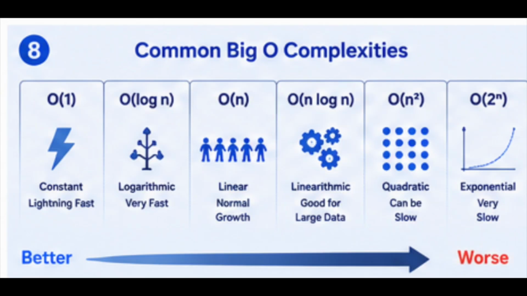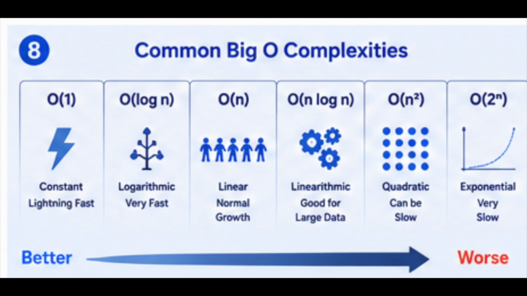These are the most common complexities you will encounter. O(1) means constant time. No matter how large the input becomes, the work stays the same. O(log n) grows slowly. O(n) means the work grows linearly.